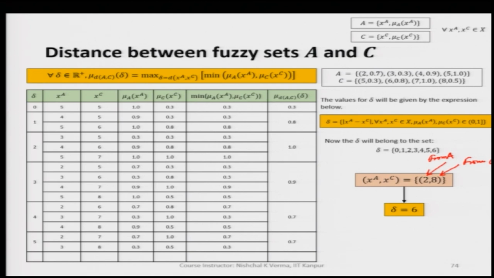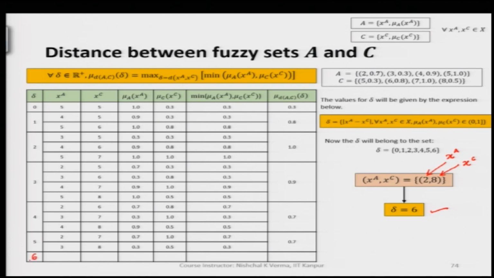In other words we can say this is the generic variable value from the A set and this is the generic variable value from the C set. So, here we have only one pair and this pair is responsible for creating the distance of 6. Now, let us enter this quickly.